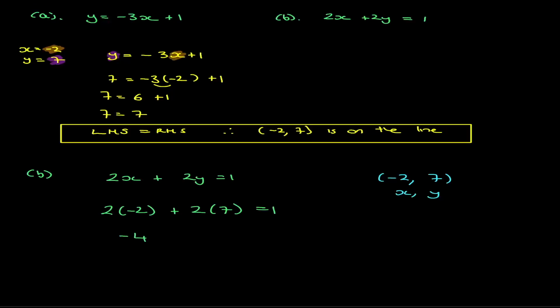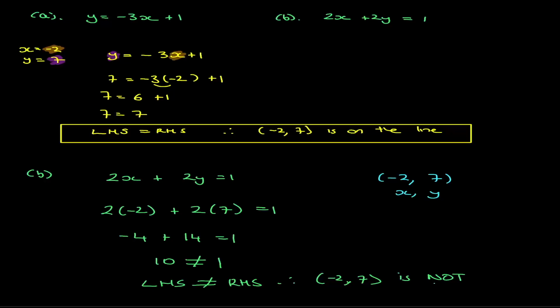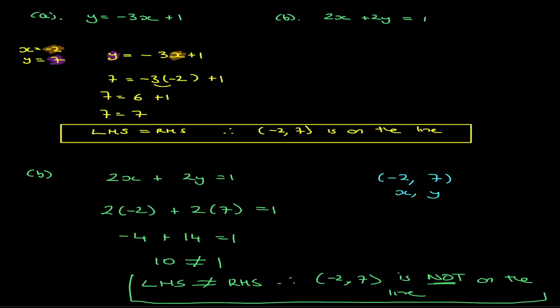2 times -2 is -4. 2 times 7 is 14. This doesn't look right, does it? -4 plus 14 is 10. So 10 does not equal 1. The left-hand side does not equal the right-hand side. Therefore, that point, (-2, 7), is not on the line. So once again, remember to answer the question and tell me if it is on the line or if it isn't.